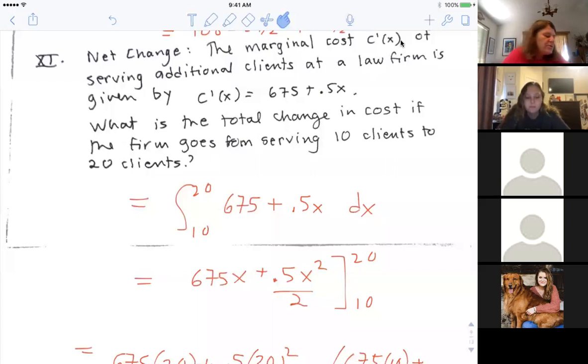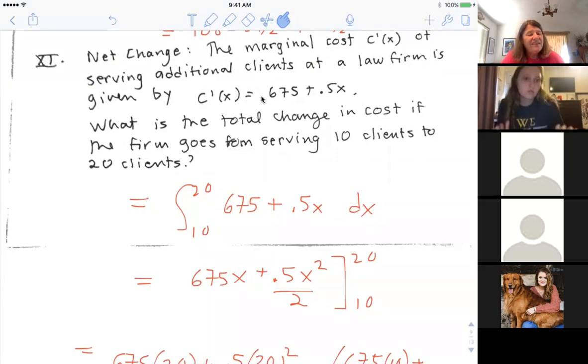This definite integral, the thing with the 10 and the 20 on it, this was number 11 on the sample test that I gave you. It says the marginal cost of serving additional clients at a law firm is given by C prime of x. What's the total change in cost if the firm goes from serving 10 clients to 20 clients? Now, guys, I'll emphasize again, if you're given a derivative, like here, you're given the derivative of cost, and you're asked to find something about the cost, you need to take the antiderivative.